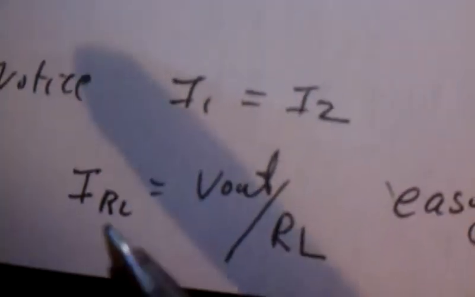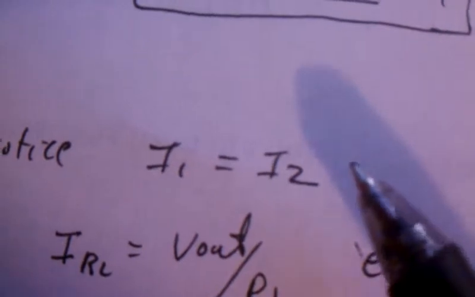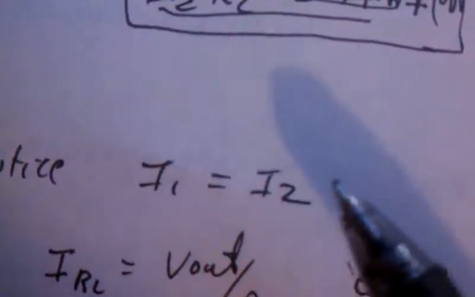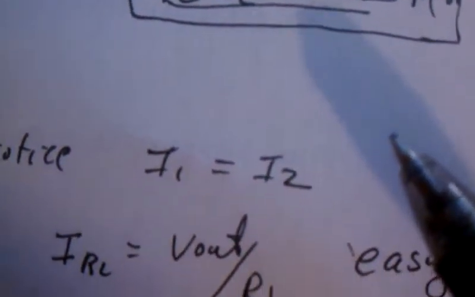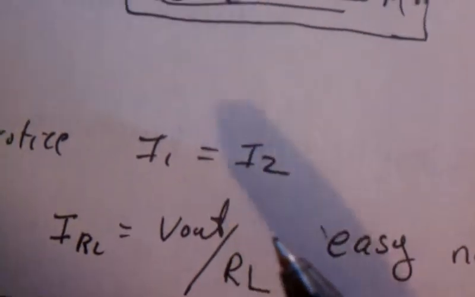Then, just like in all mesh analysis, you need a little bit of KVL to solve them. I1 equals I2. And if you have I1 equaling I2, you can get the standard op-amp equation, and IRL is just V out over RL. And so it's easy because there's no other components in each one. IRL would be the third variable, but it's just V out over RL.